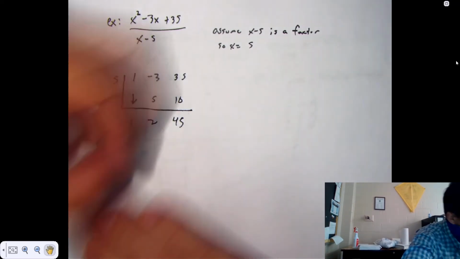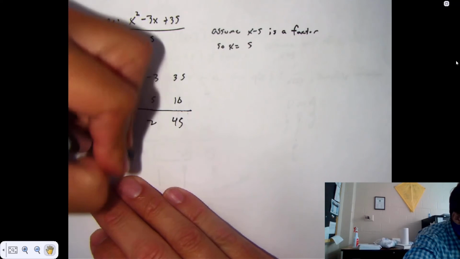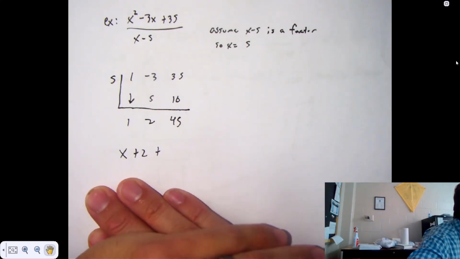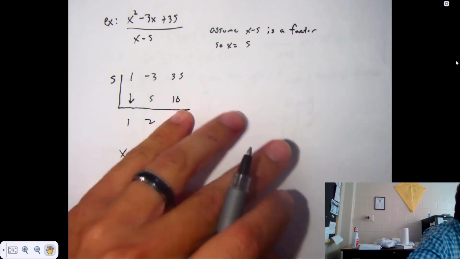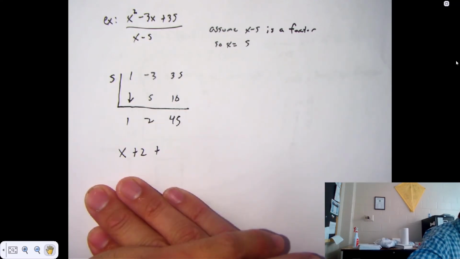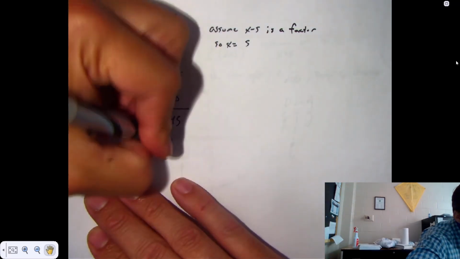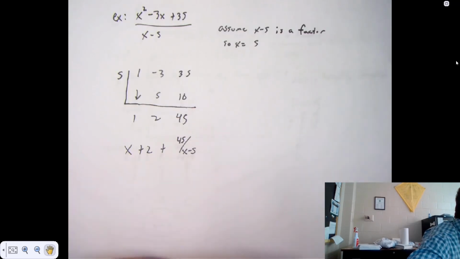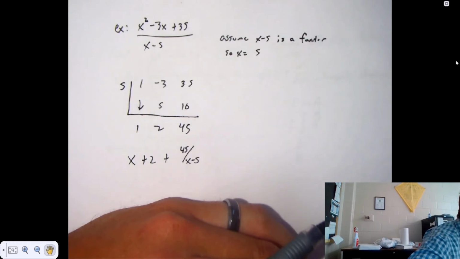x plus 2 is the quotient, 1x plus 2. Then you've got your remainder. It's supposed to be given as the remainder sitting over the divisor. So plus 45 sitting pretty over what? x minus 5. That's it. Really not that bad.